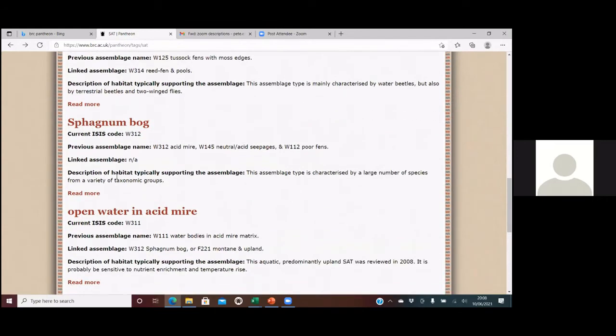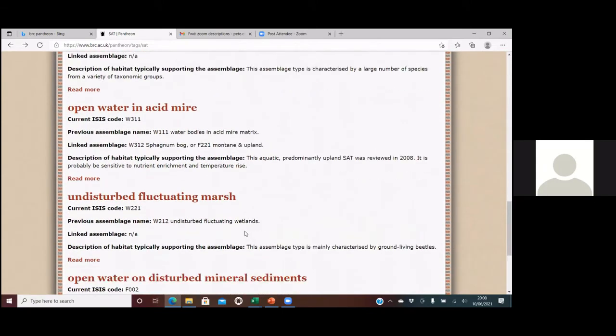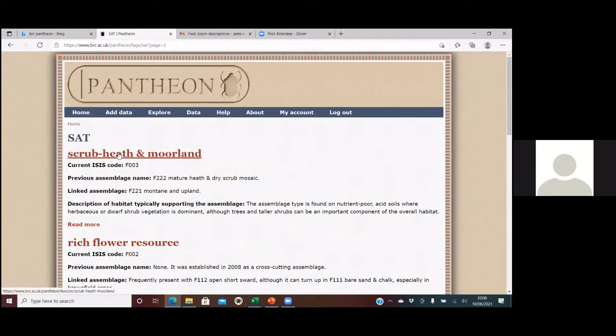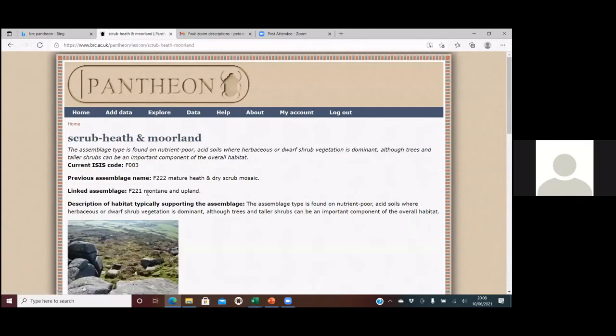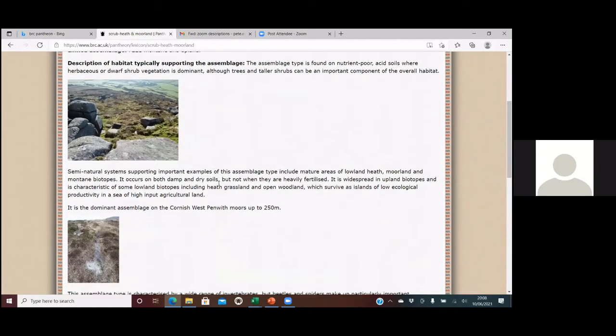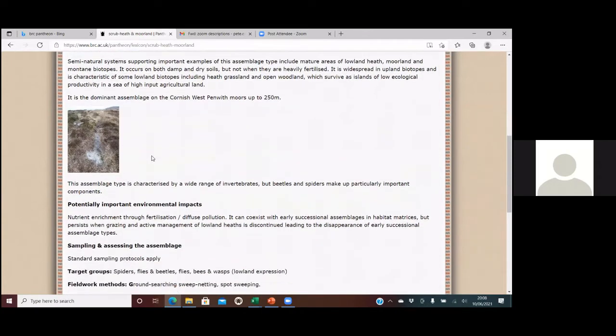So we go back to our beginning page, and we'll look at scrub heath next. It's on page 3, scrub heath and moorland. F003 tells us the previous name as with sphagnum bog, a bit of a description of the habitat. Again, same sort of information, a picture that is representative of the habitat, and some more information. I don't propose to go through all of these line by line, but just to give you an idea of what's here, so that you can do that in your own time.